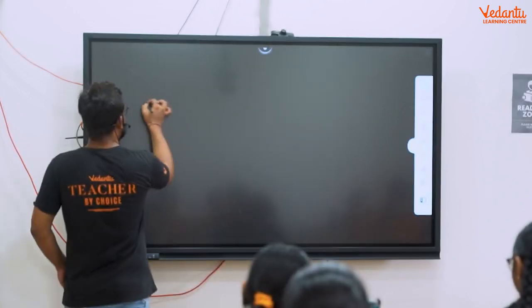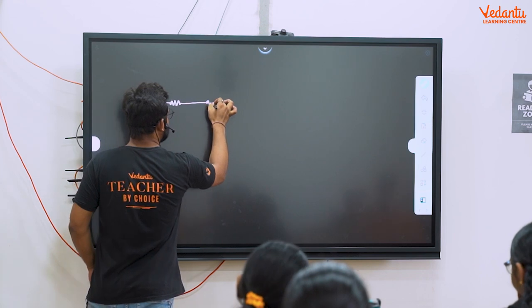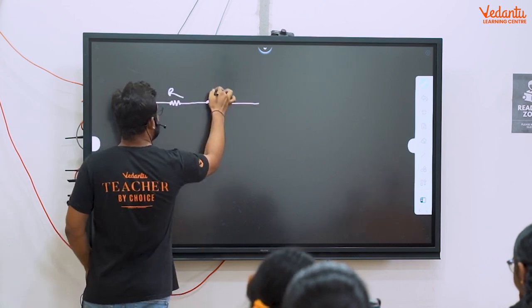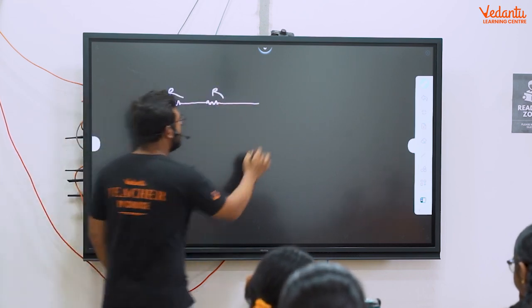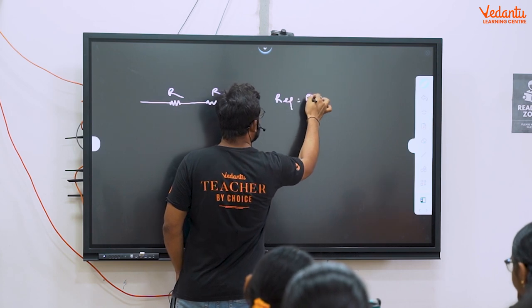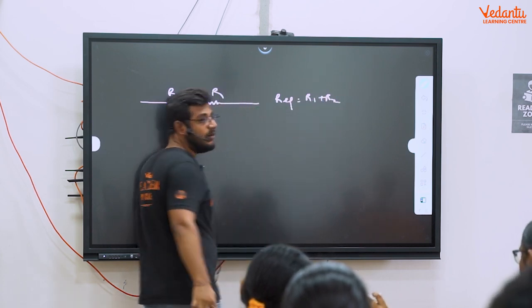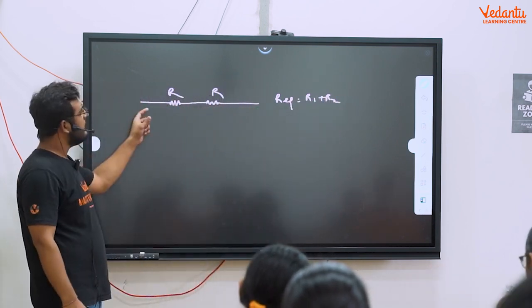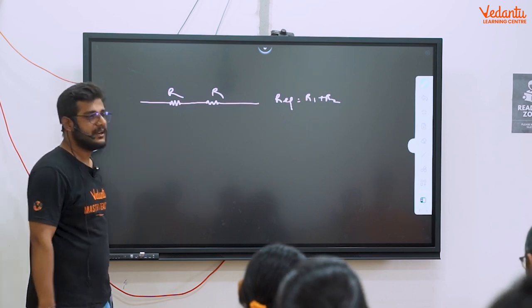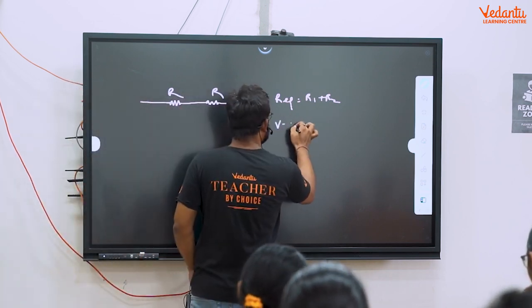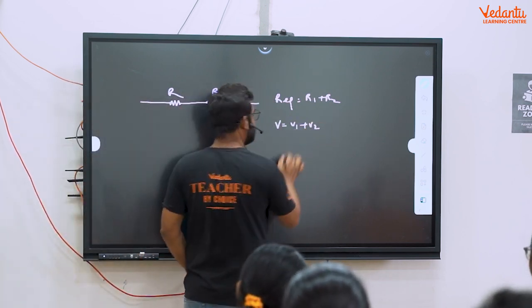In the case of resistance, we have it like this. We generally say that R equivalent is equal to R1 plus R2. How are we saying it? We are saying that in this case, the total potential will be calculated as V1 plus V2, right?